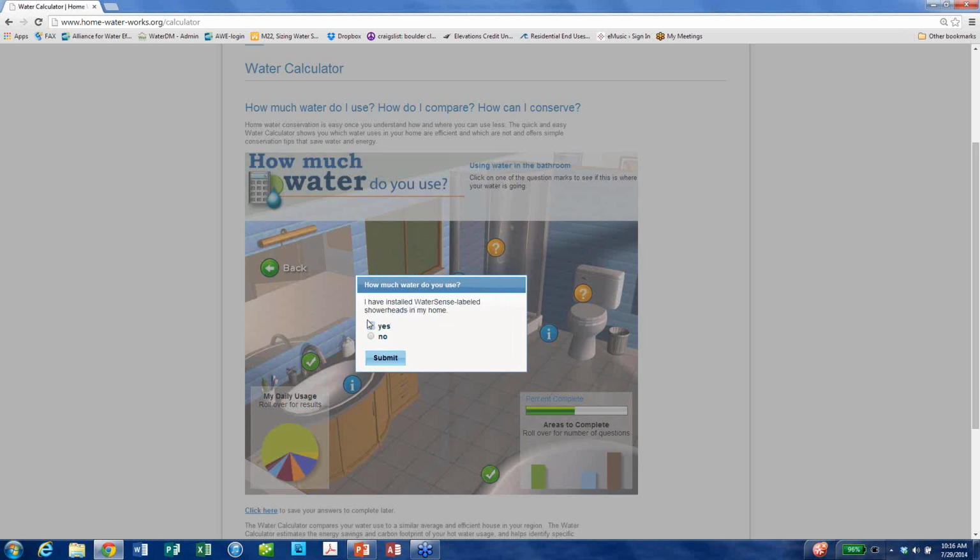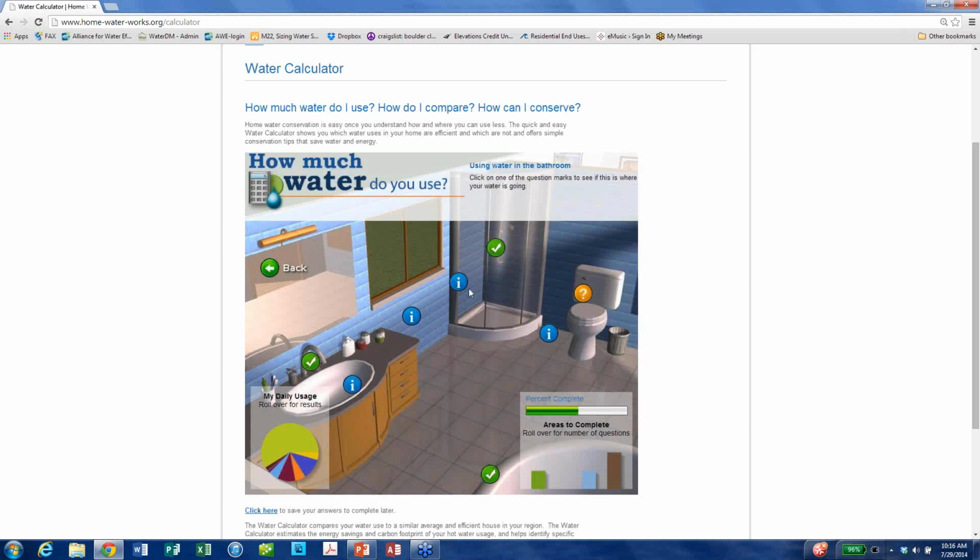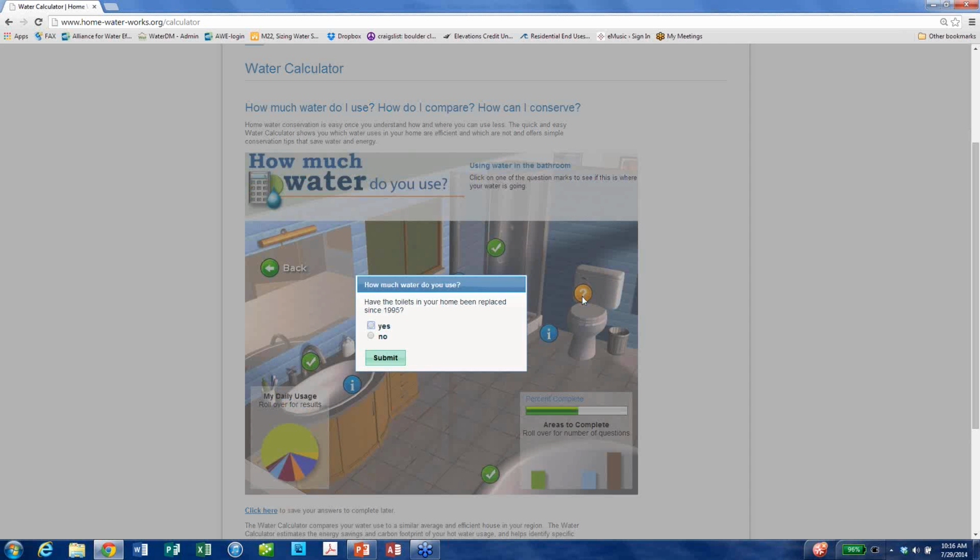I have installed WaterSense labeled shower heads in my home. Yes, that is true. So I will submit that. So now I'm done with showers. And now I'll go on to the toilet questions.